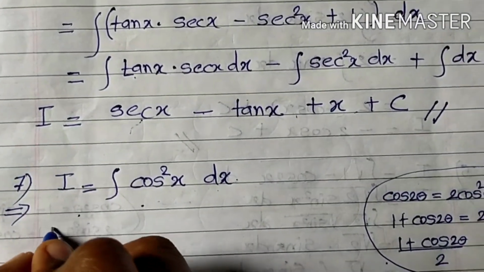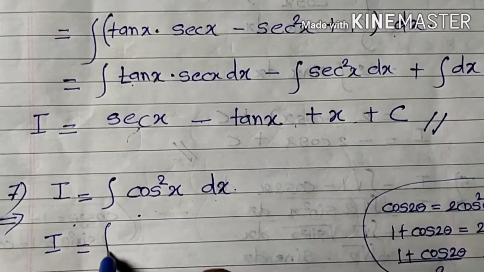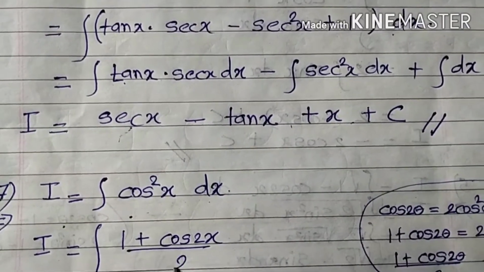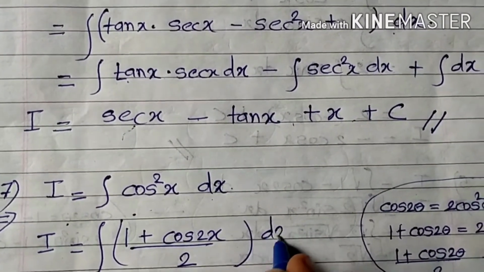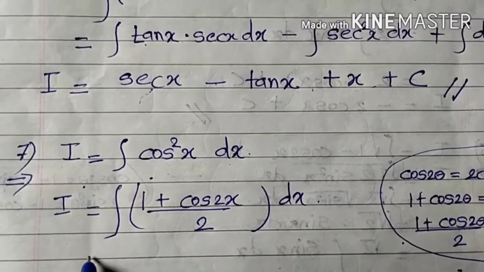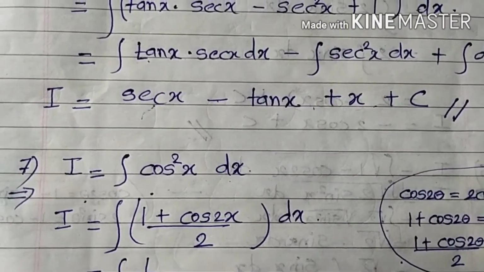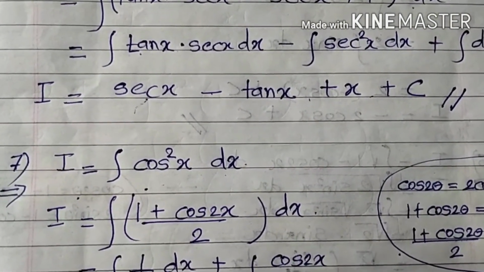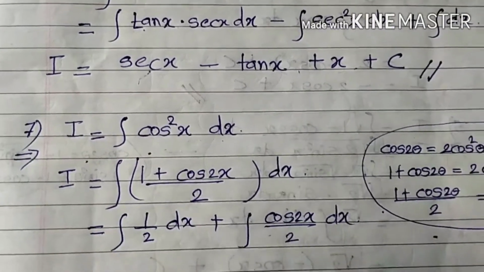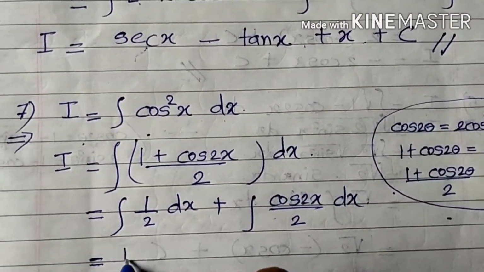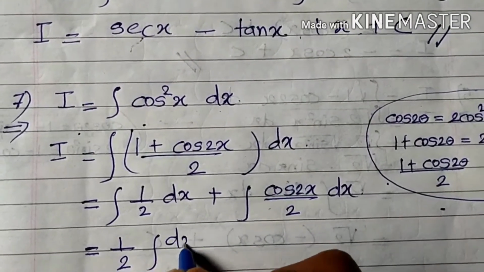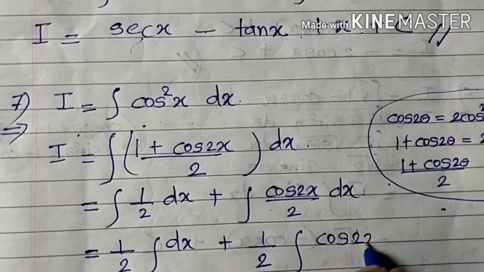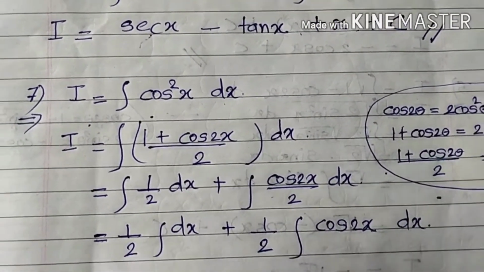So you can write I is equal to the integration of 1 plus cos 2x upon 2 into dx. Now separate the integration: integration of 1 by 2 dx plus integration of cos 2x upon 2 dx. Now 1 by 2 is a constant, take it outside of the integration, so it is dx, plus here also 1 by 2 is a constant, take it outside, cos 2x into dx.